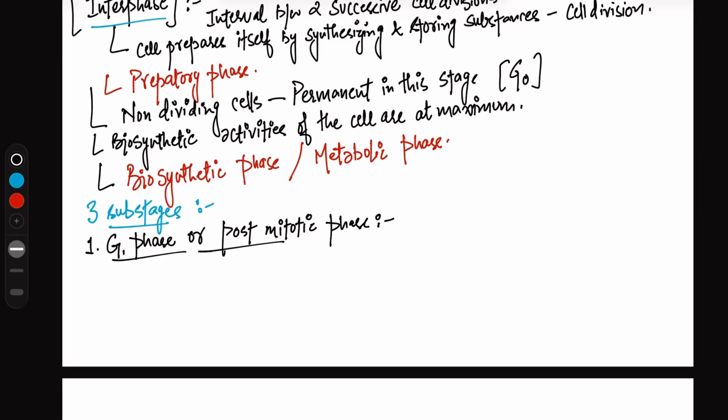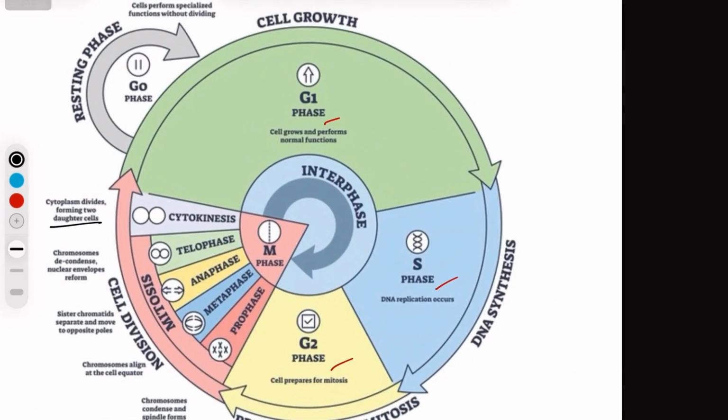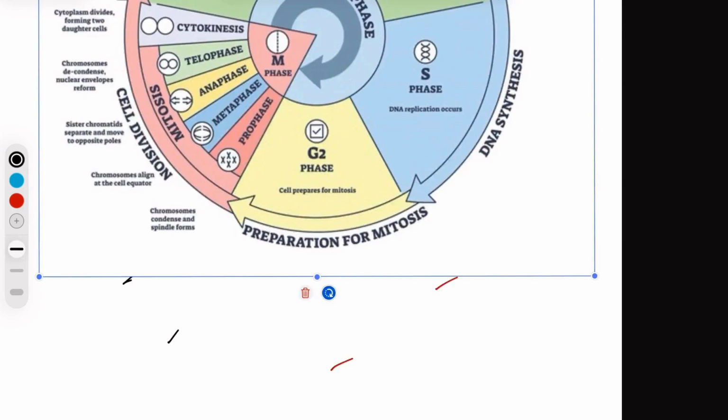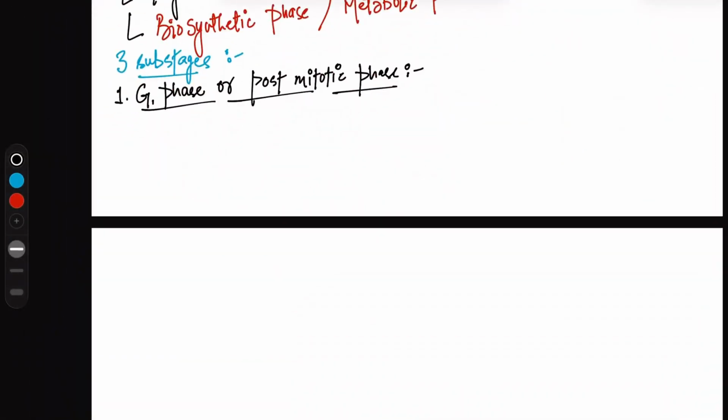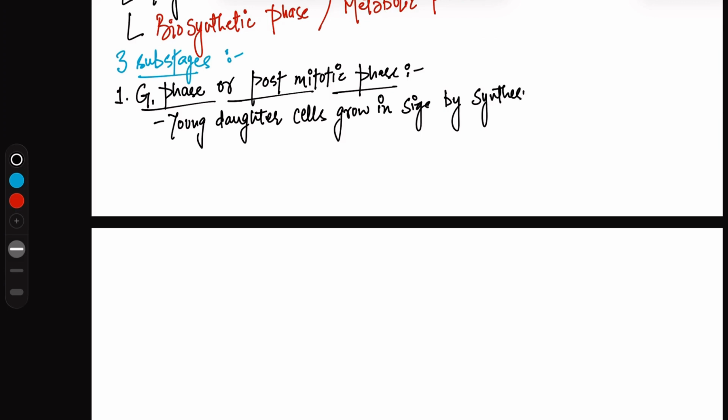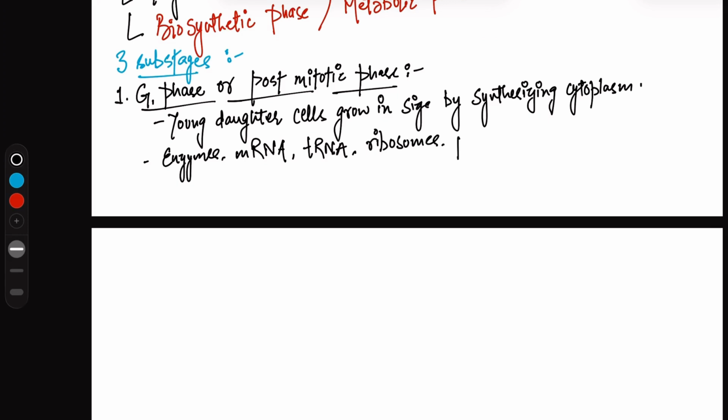Beginning with the G1 phase, it is also called the post-mitotic phase because it is the first phase which takes place once the cell has undergone mitosis. Here in this diagram you can see mitosis is there. Just after mitosis, the G1 phase takes place, so it is called the post-mitotic phase. Here, young daughter cells grow in size by synthesizing cytoplasm. The cell is beginning to synthesize its own material, its own cytoplasm.